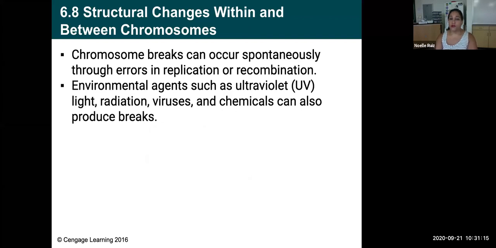Structural changes. Chromosome breaks can occur spontaneously through errors in replication or recombination. Environmental agents such as UV light, radiation, viruses, and chemicals can also produce these breaks. Chromosomes are sensitive to these things. Our bodies are pretty good at getting rid of them if something is wrong, but that is not always the case.